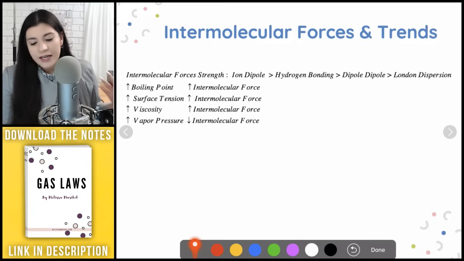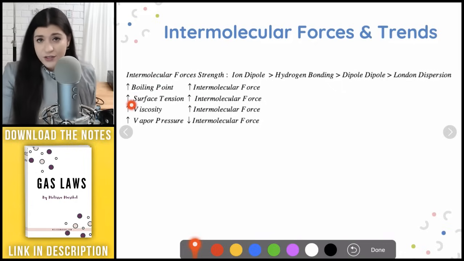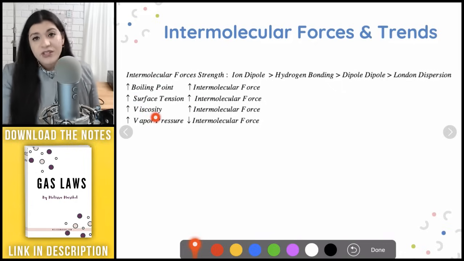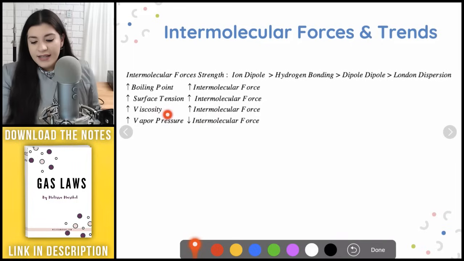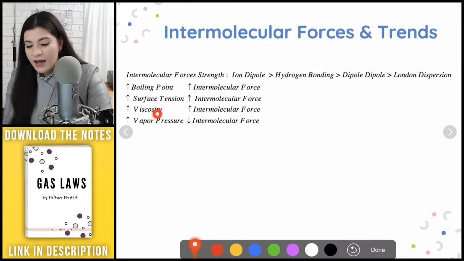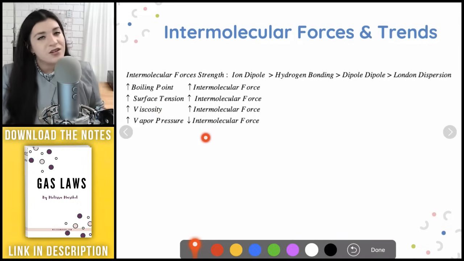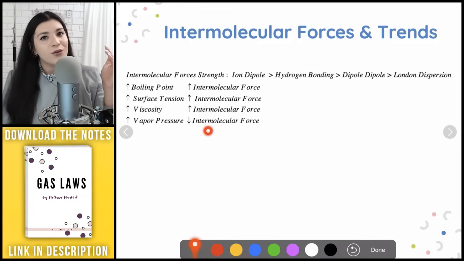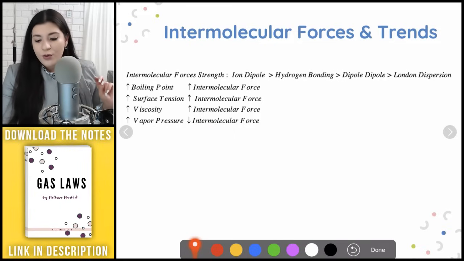And then we can think of the same concept with surface tension. The higher the intermolecular force, the higher the surface tension. Same goes with viscosity. Viscosity is really just how thick something is. So the higher the intermolecular force, the more viscous or the thicker the solution is. And then lastly, this is the one that differs. As our vapor pressure increases, our intermolecular force is the opposite. It's actually decreasing. So make sure to definitely know those. And of course, make sure to know which force is stronger and what the order is in strength.